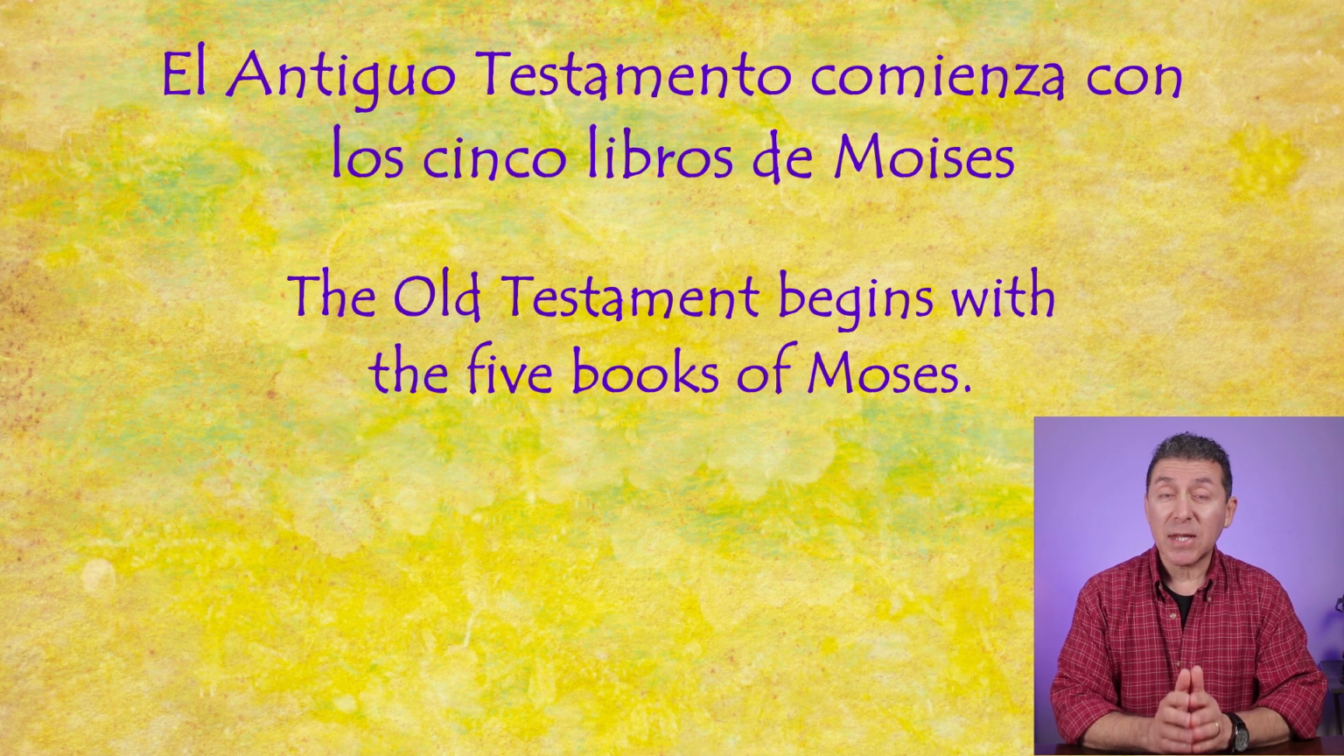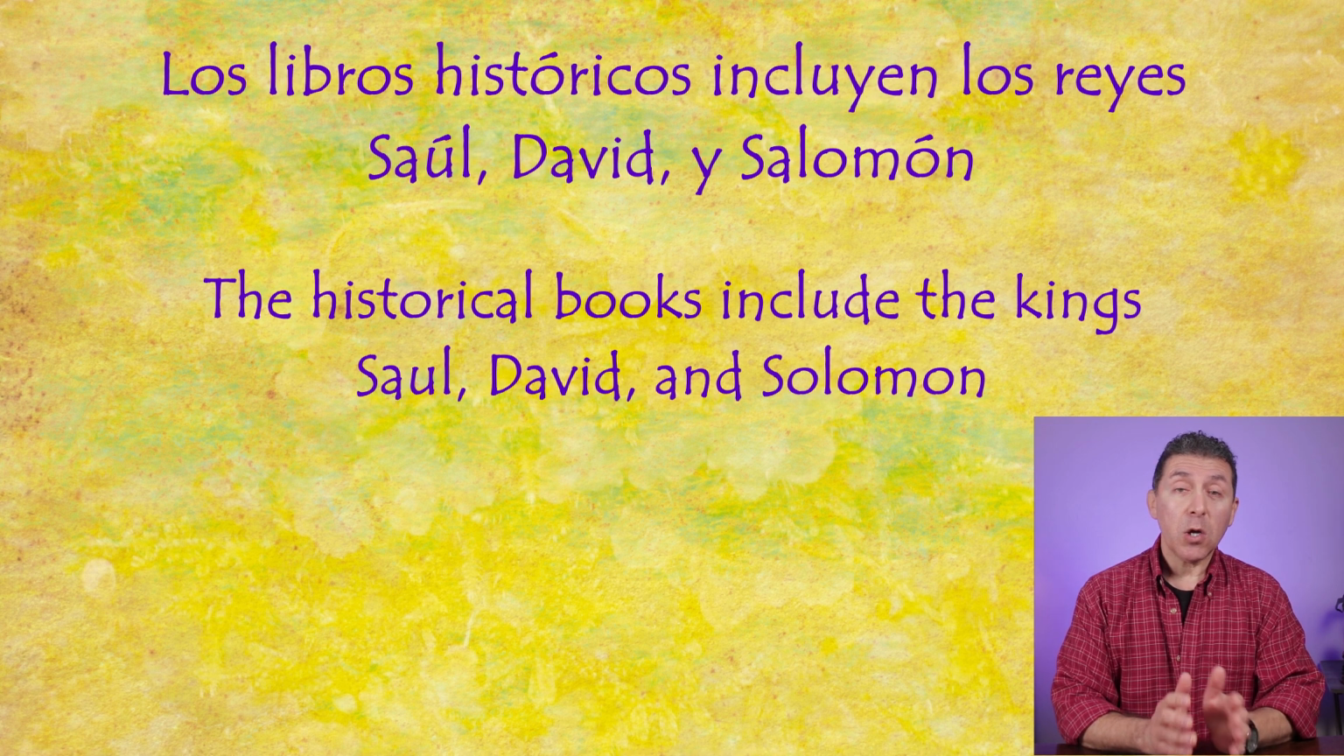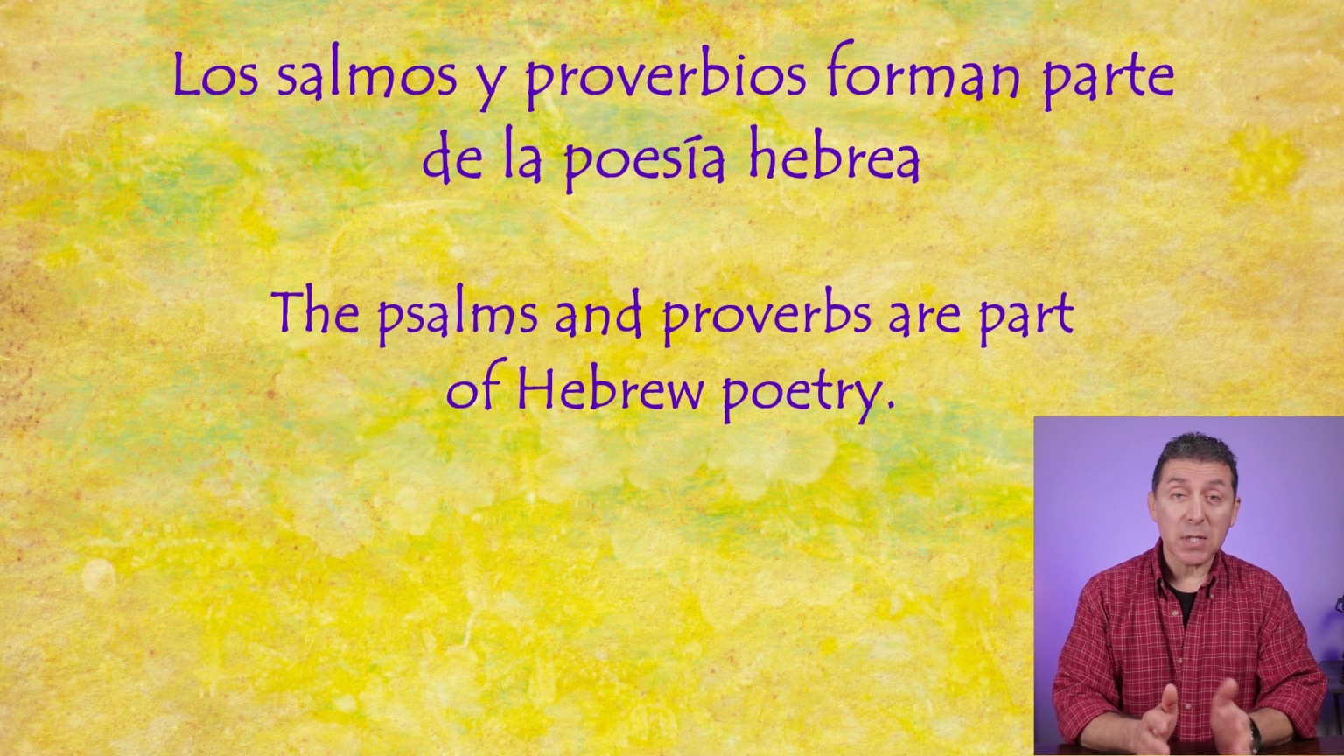El Antiguo Testamento comienza con los 5 libros de Moisés. Los libros históricos incluyen los reyes Saúl, David y Salomón. Los salmos y proverbios forman parte de la poesía hebrea.